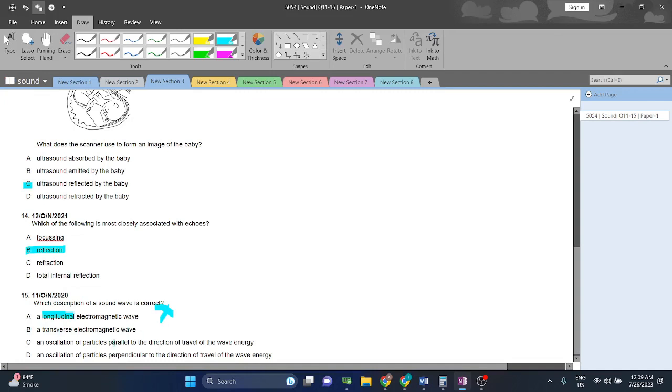See, an oscillation of a particle parallel to the direction of the wave energy, that is going to be C, just as I told you. That is the literal definition of a longitudinal wave, and sound wave is a longitudinal wave. An oscillation of particles perpendicular to the direction of energy is a transverse wave, so that is not the right answer either.